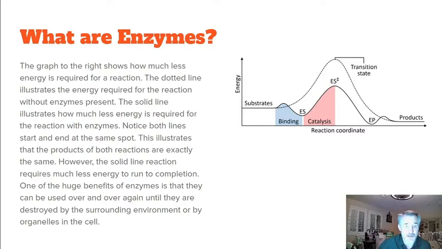One of the huge benefits of enzymes is that they can be used over and over again, so they can be reused until they are destroyed by the surrounding environment, or organelles in the cell get rid of them. If they start wearing out or lose functionality, they can be recycled. We take apart the protein and then reuse the amino acids to build other proteins. So they basically get recycled.